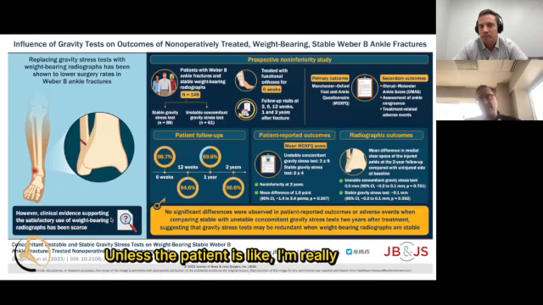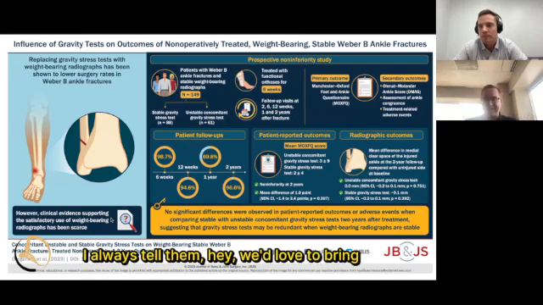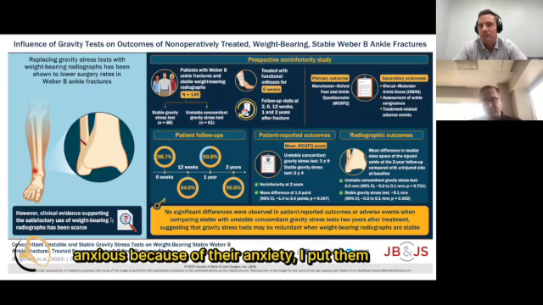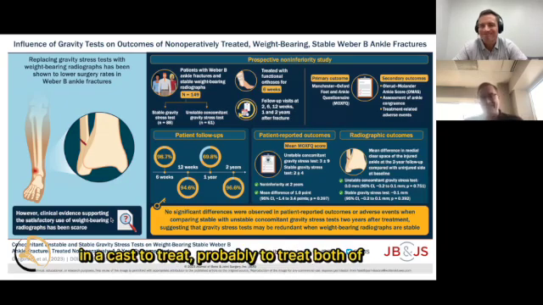Unless the patient is like, oh, I'm really worried. I talked about, hey, this could shift. I always tell them we'll have to bring you back. And they'll ask, what can I do to make it not shift? And I'm like, well, we want you to walk on it. We think it's stable. And if they get anxious and I'm getting anxious because of their anxiety, I put them in a cast. That's fair.